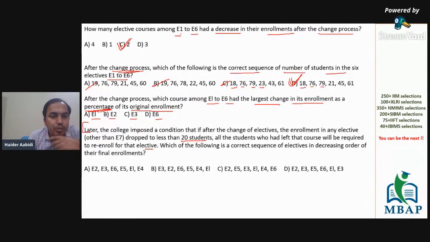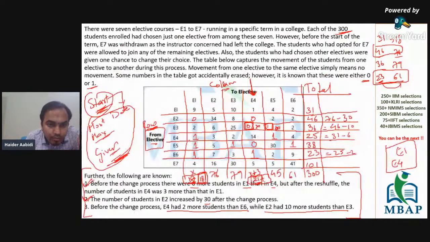Later the college imposed a condition that after the change of electives, if the enrollment in any elective other than E7 drops to less than 20, that means after change, anything that goes less than 20. Can you look at the table? Tell me, after change, column-wise, is there any elective which is going less than 20? Yes, E1. E1 has gone to 18, and it is the only elective that has gone less than 20. Every other number is more than 20; even E4 is 21.